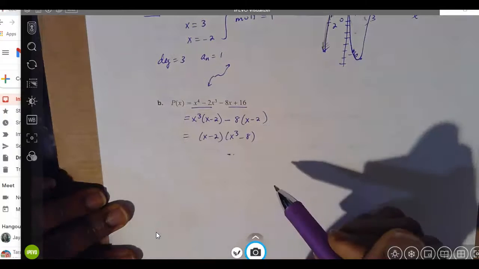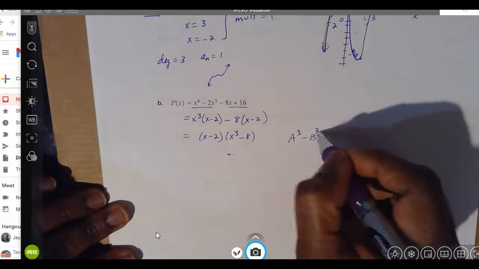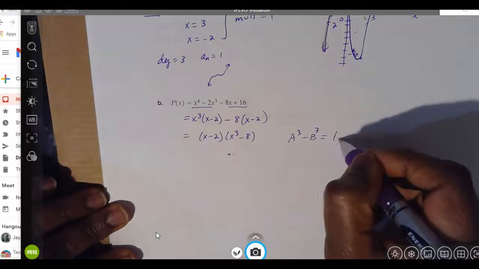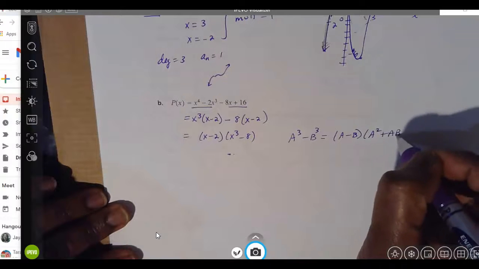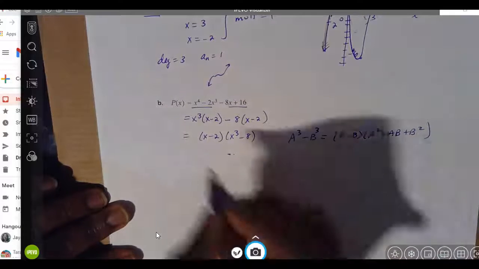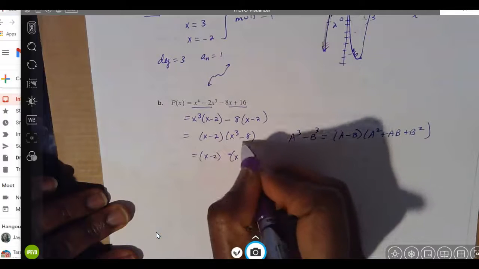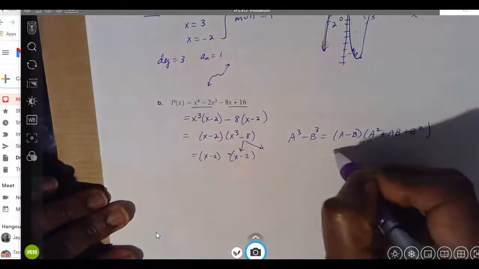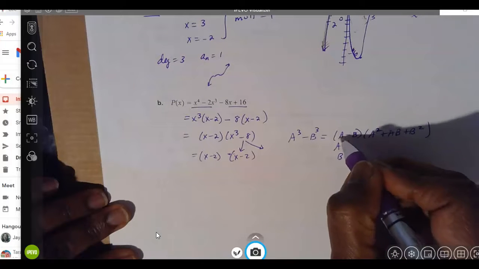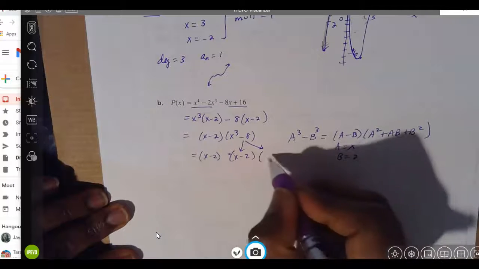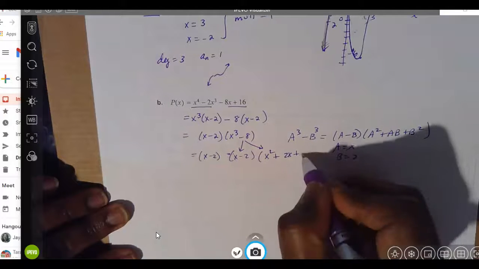Now, we haven't seen this in a long time. This is a difference of cubes. So, a little refresher, the formula for that, a cubed minus b cubed, is a minus b times a squared plus ab plus b squared. So, in this case, you're going to have x minus 2 from here. And remember, a is x, b is 2. So, when I plug it in here, I have x minus 2. Then I have x squared plus ab is 2x, b squared is 4.